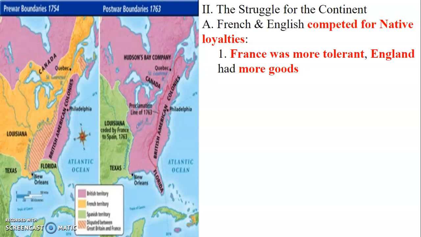So the Native Americans, sometimes they did side with the English, like the Iroquois, because they did have more goods. But they still liked the French better. Because of all these battles, all this competition for land, we eventually got led into a competition for that land. Any colonial war mostly always has to do with land.